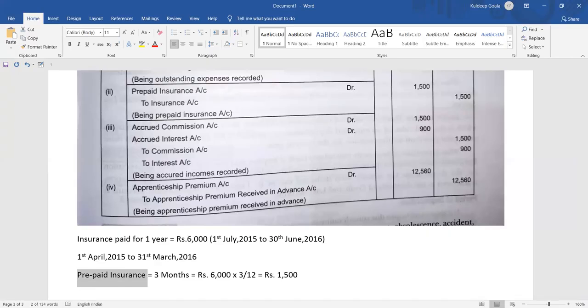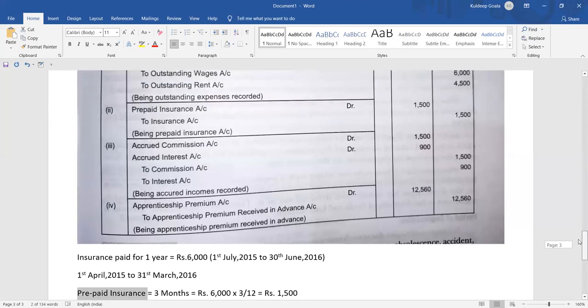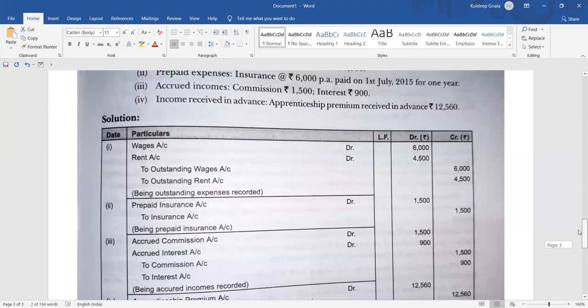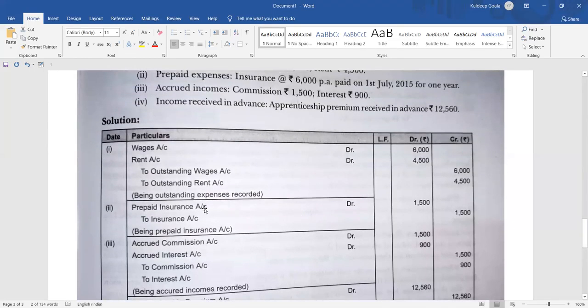Clear? And what will be credit? What are we going to decrease? It is the insurance which will decrease. So prepaid insurance account debit to insurance account. The entry will be like this: prepaid insurance account debit 1,500, and we are decreasing our insurance. Earlier all the expenses are showing debit, so here also it was earlier debit. Now we are going to decrease it. So prepaid insurance account debit 1,500, and we are decreasing the expenses by crediting it, to insurance account 1,500, right?